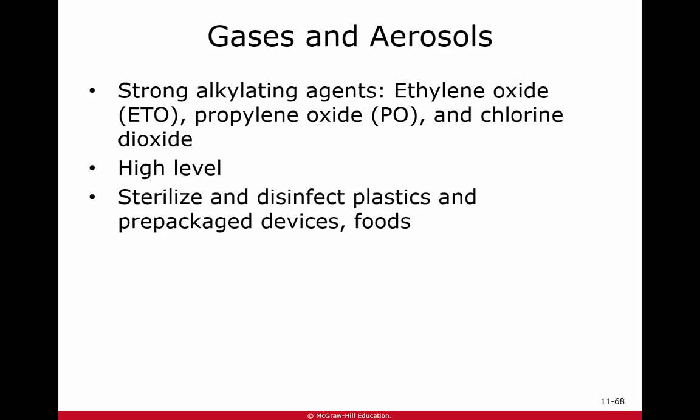All right, so what about gases? These are ETO, ethylene oxide, and PO, propylene oxide. You can also use carbon dioxide. These are, believe it or not, high-level chemical controls, and they're used to sterilize and disinfect plastics, prepackaged devices, and food. So think about that. We can't use a toxic chemical on those, but we can use these gases to sterilize them.